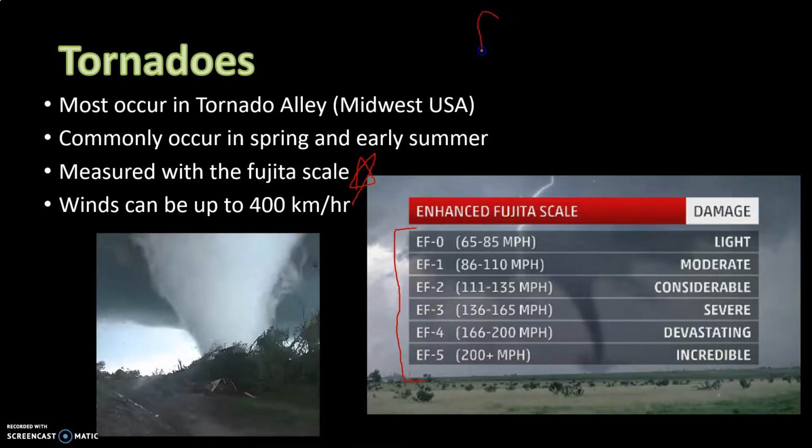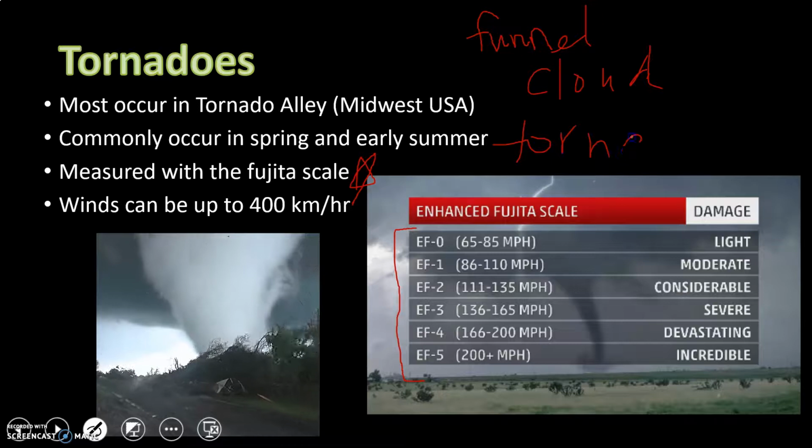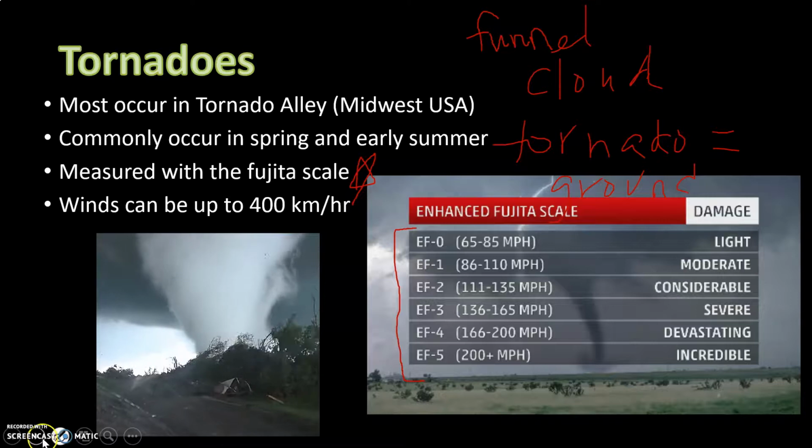Now, one thing you need to understand is it is a funnel cloud until it touches the ground. Tornado equals ground contact. If it doesn't touch the ground, it is only known as a funnel cloud.